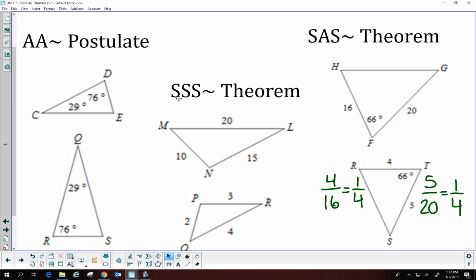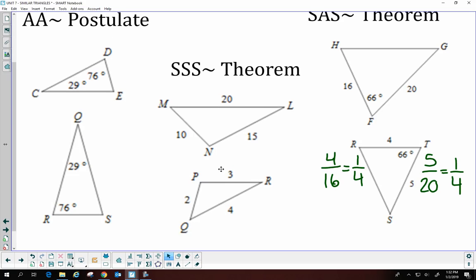We also have the side-side-side similarity theorem. And so if we don't know anything about the angles, but we do know that all corresponding pairs of sides create the same fraction, then we know those triangles are similar. And these are our two triangles from the last slide. So we know if we write all the fractions, it'll simplify to 1/5. And so we could say these two triangles are similar by side, side, side.